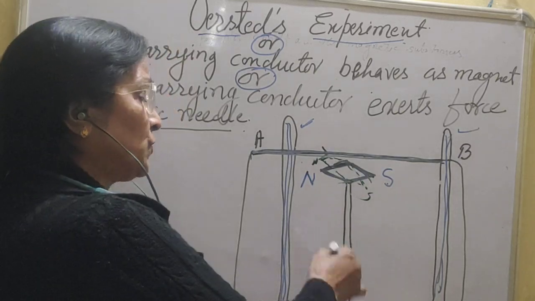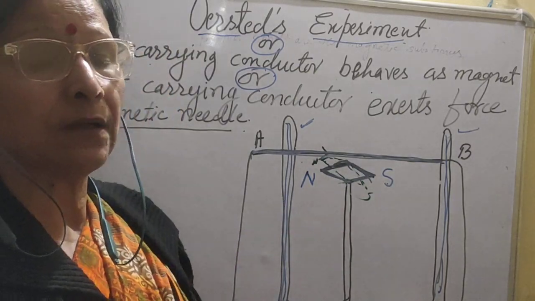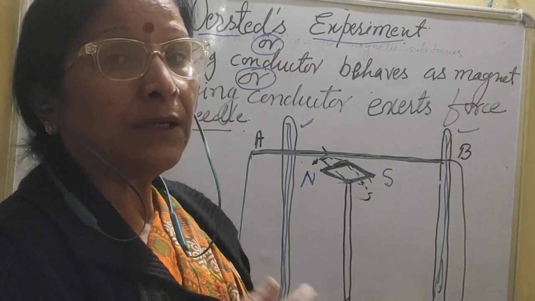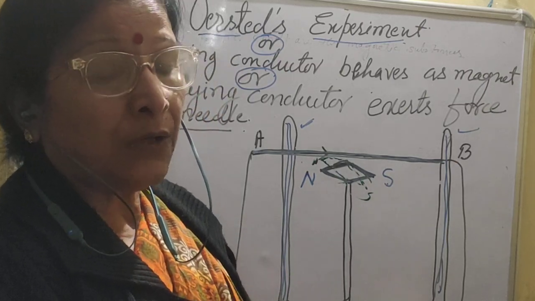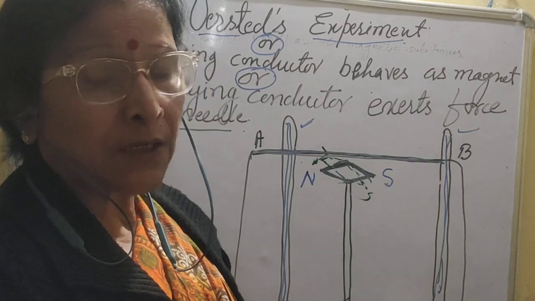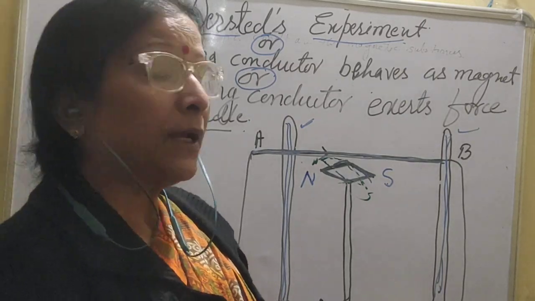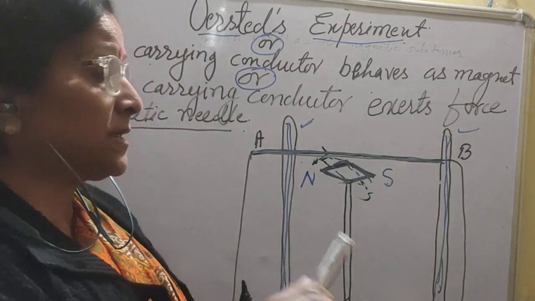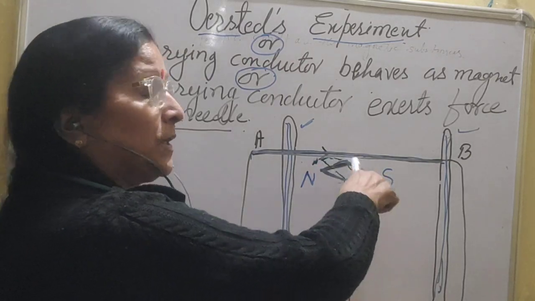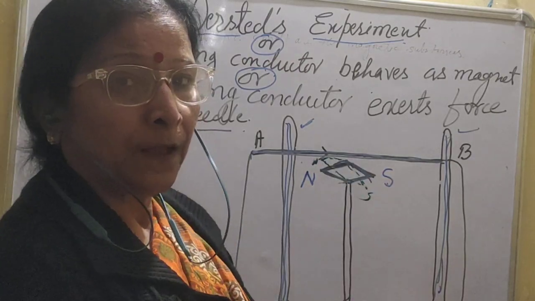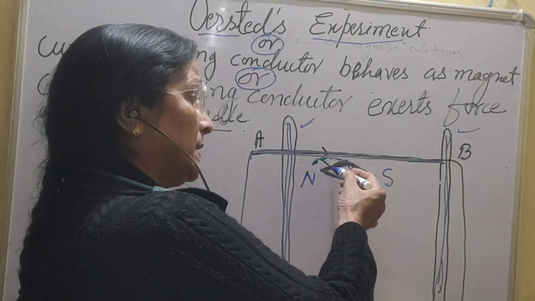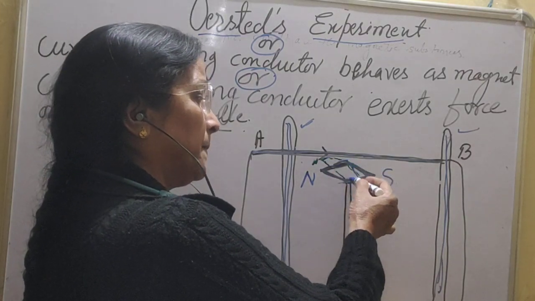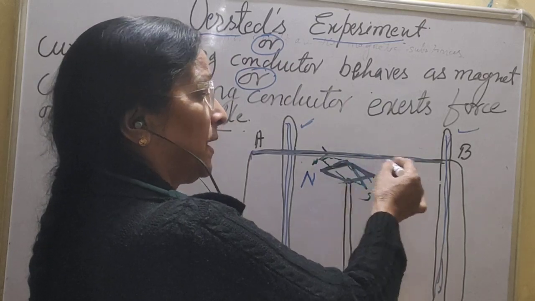Now suppose that we switch off the current in the conductor. Again we see that the magnetic needle has become parallel to the conductor. Again we switch on the current. Again we find that the magnetic needle aligns itself perpendicular to the conductor. Children, did you understand? So the magnetic needle has aligned itself perpendicular to the conductor.